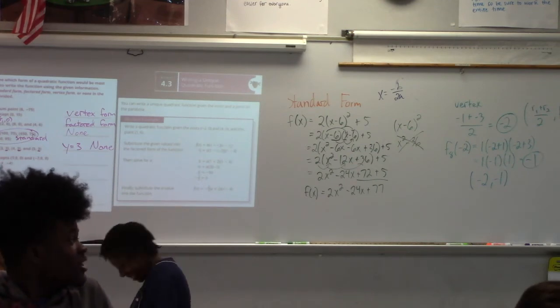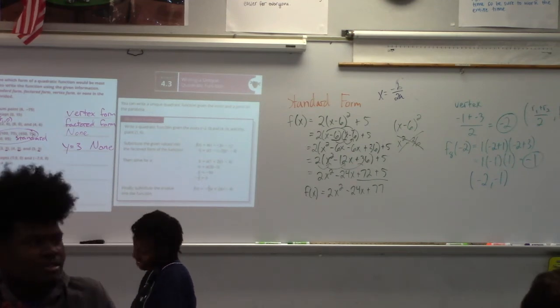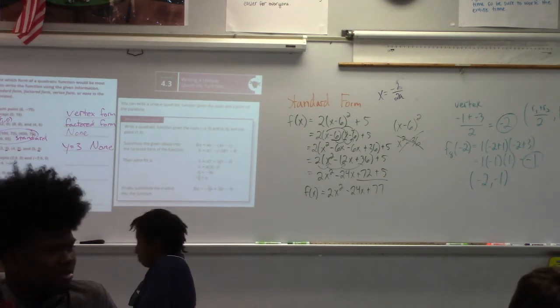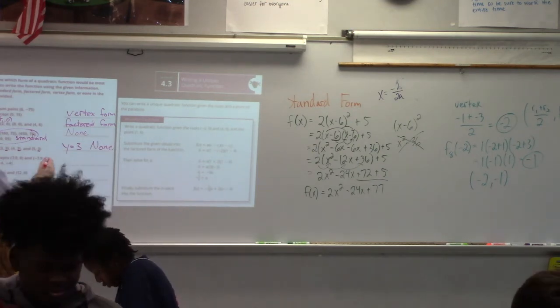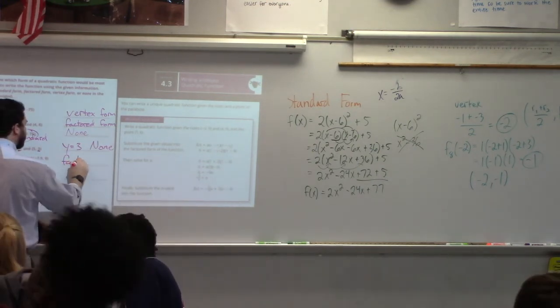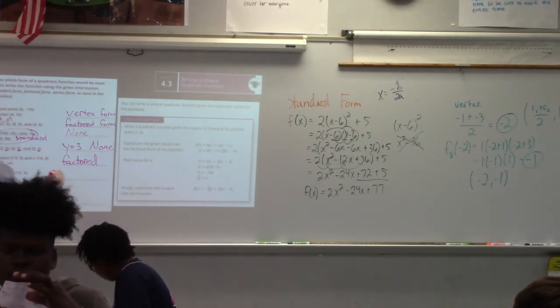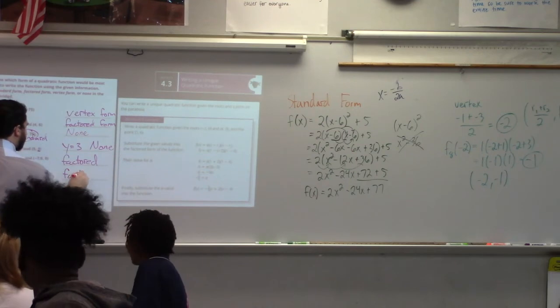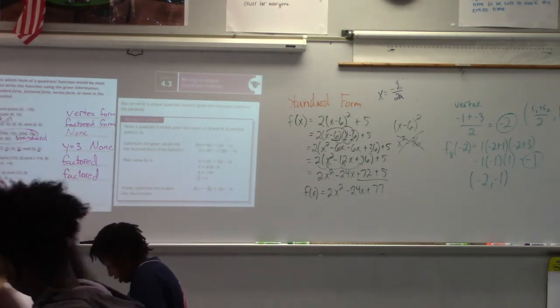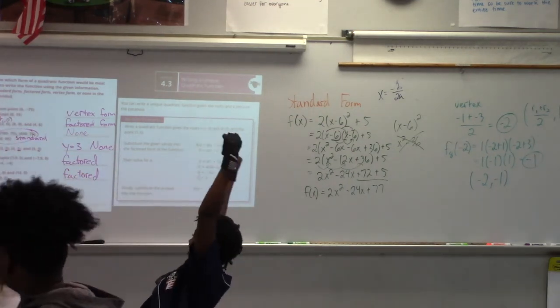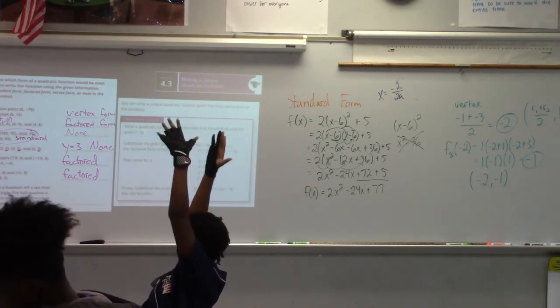Factored form, because it has x-intercepts. All right. E. Which one are we going to use? Factored form. We've got x-intercepts again. And F. Factored. We've got roots or x-intercepts again. Yeah, let's go. What about the last one? Vertex.